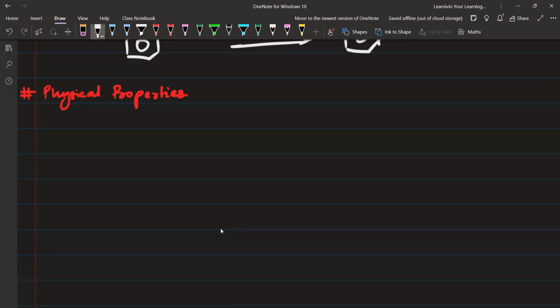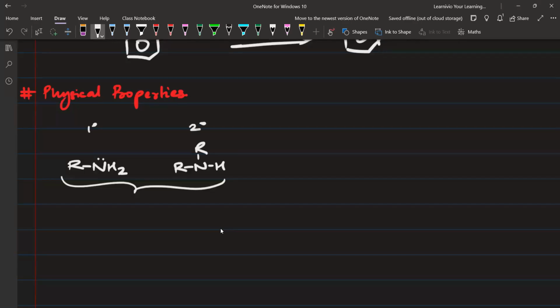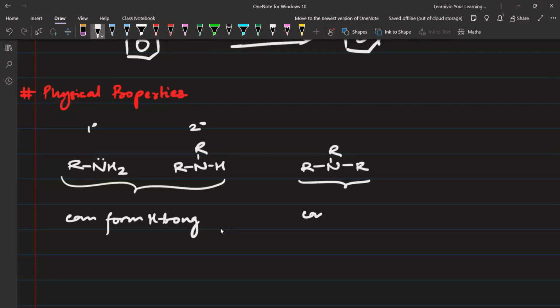Now, a very important distinction between 1 degree, 2 degree, and the 3 degree amine is that 1 degree and 2 degree, both of them are able to make hydrogen bond with themselves. Similarly, the 2 degree one is nitrogen, R, and then one H, so here also it can form hydrogen bond. So both of these, that is 1 degree and 2 degree, can form hydrogen bond. But if I have a 3-degree amine which is completely surrounded with only alkyl groups and there is no hydrogen directly attached here, it cannot form hydrogen bond.